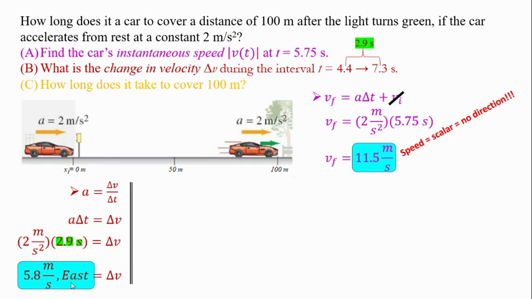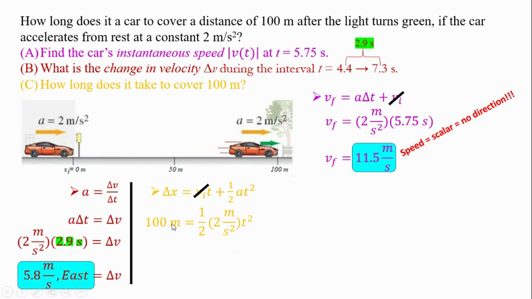Let's do part C. Okay, part C asks us how long does it take to cover the 100 meters. This one is pretty straightforward. I think the easiest way to do this one is just use your displacement function. Why? Because v initial is 0. You know your delta x is 100 meters. You know your a. The only variable missing is the time, which is what you're asked to find.